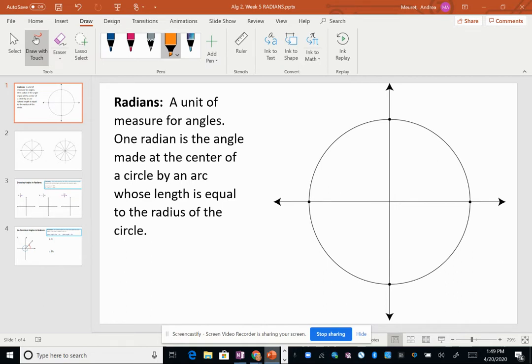So as you saw in the previous video, a radian is a unit of measure for angles. 1 radian is the angle made at the center of a circle by an arc whose length is equal to the radius of the circle. So what that means is if we have the radius of this circle here, and then I draw an arc that's the same length as that radius. So if this is a length of r, this is also a length of r. Then connecting that, this central angle here has a measurement of 1 radian.